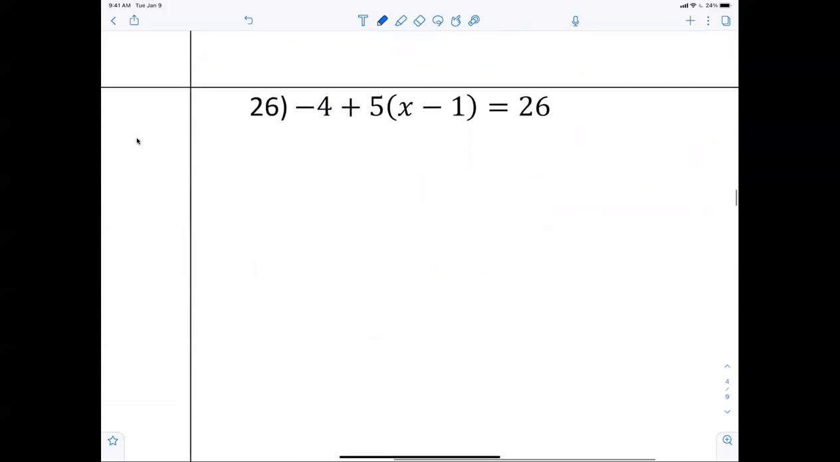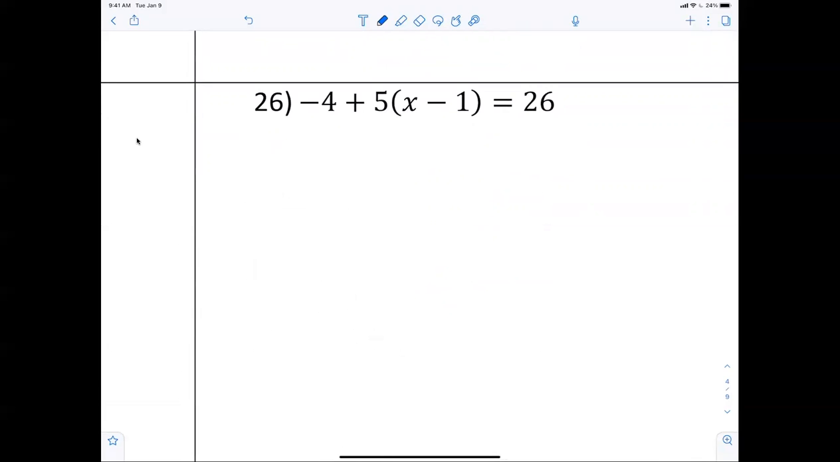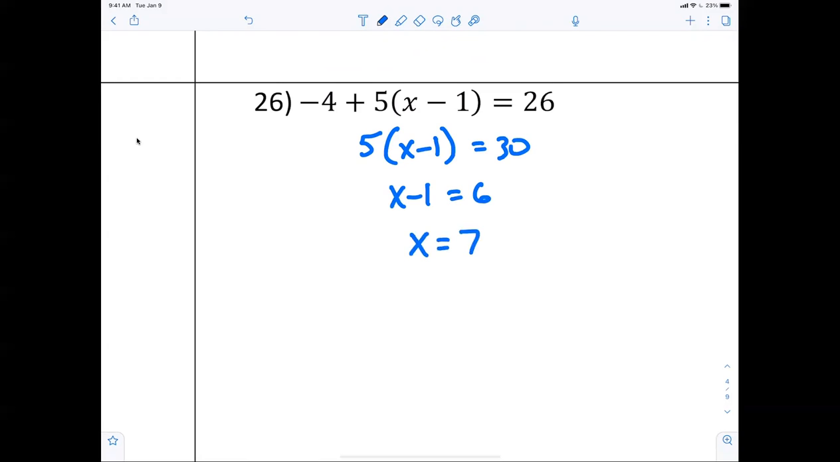All right, here we go. 26. What can I do on 26? So add 4, right? If I add 4, that becomes what? 30. Now, does it matter if you distribute? No. Can I combine the -4 and the 5? Definitely not. So now divide by 5 just makes it easier. X minus 1 is equal to what? 6. And so here x would equal what? 7.